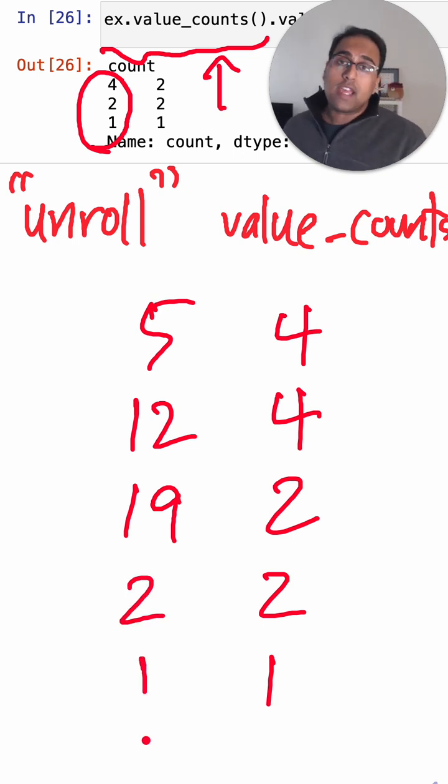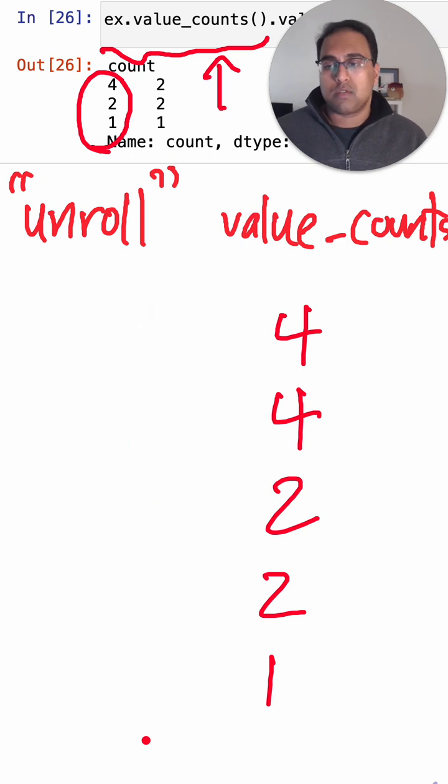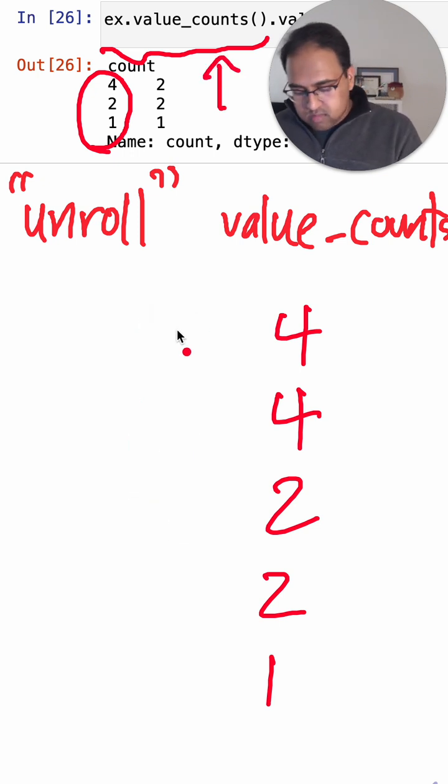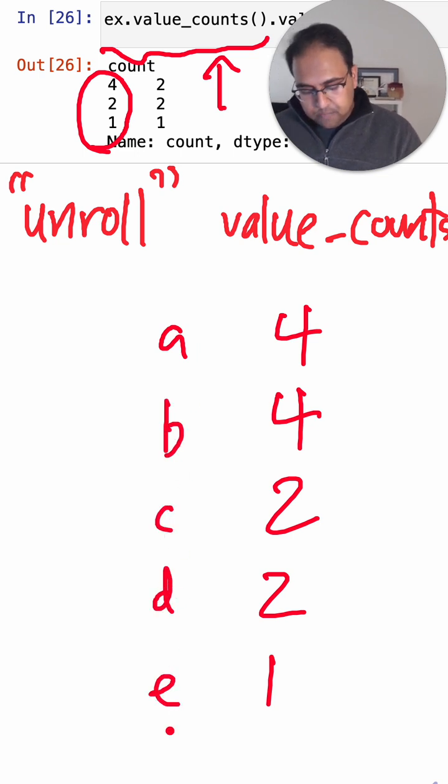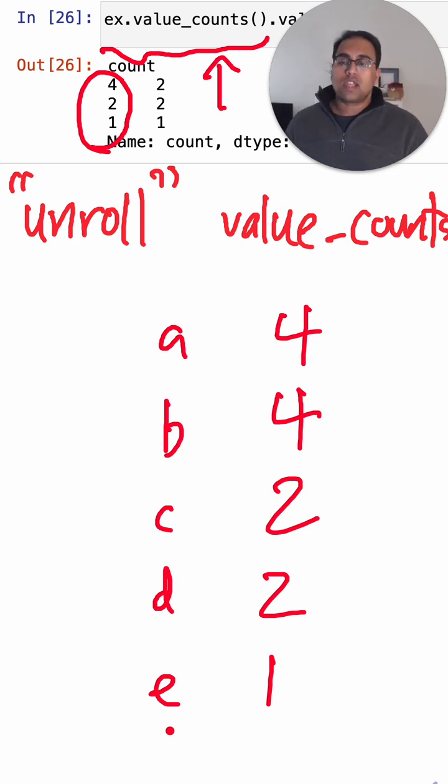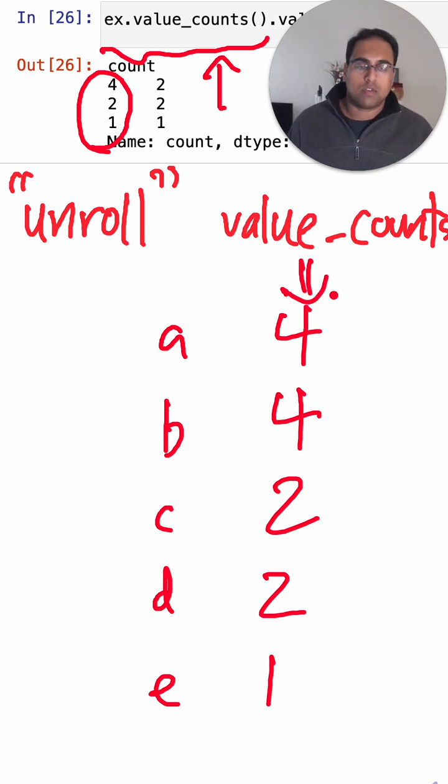But just by looking at the output of example.valueCounts.valueCounts, there's no way of figuring out what that index was supposed to be. So I'll just fill in some placeholder values like A, B, C, D, E. Okay? So this is what example.valueCounts looks like in terms of its values. We don't know what the index of it would have been.